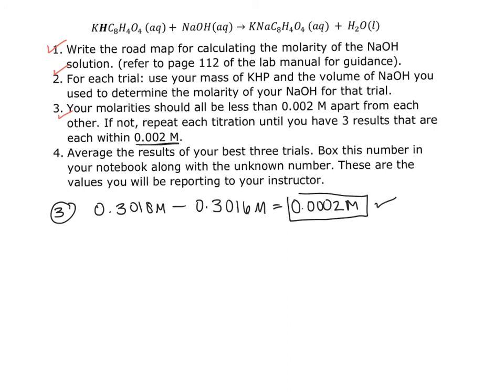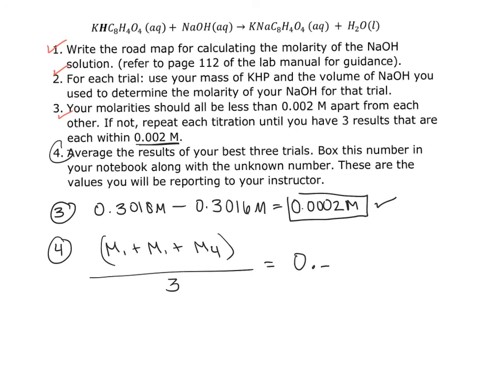That's good. Step 4, your average. So you would have your 3 best values. Maybe we did it with molarity 1, molarity 2, and maybe it was molarity 4. You had to redo it again. Add those up, divide by 3 to get an average. And so we need to keep those 4 significant figures. Okay, hopefully this will help you with these calculations.